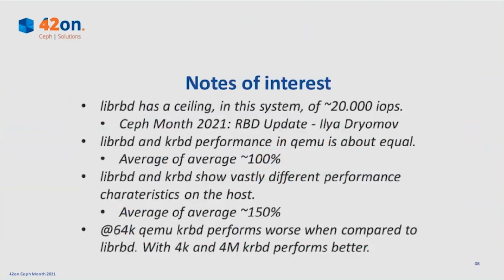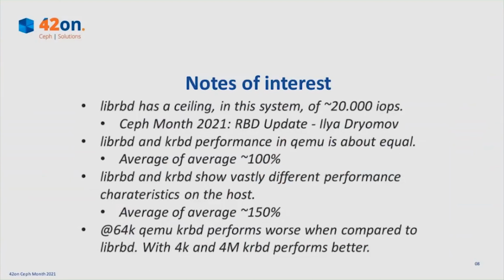Now, our notes of interest for these tests are that librbd has a performance ceiling. In this particular setup, it's about 20,000 IOPS. Last Monday, Ilya had a great talk on the RBD update, and he talked about the same ceiling, I think, but maybe Ilya can confirm this. The librbd and krbd in Qemu are about equal in performance. The average of the averages, like I said, is about 100%. So krbd performs at 100% of librbd in this case.